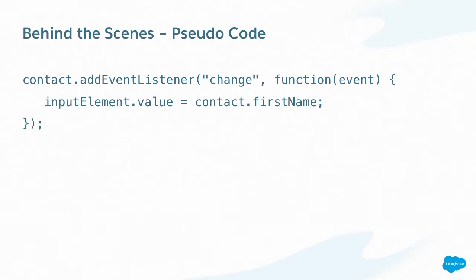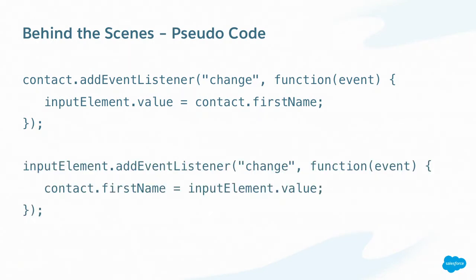Okay, so that's the first event listener. And then the second event listener is the opposite. If the user changes the value in the input element, then I have a change event listener that's going to update the model, so the attribute, accordingly. Okay, so for each bound expression, I'm going to have to do that.